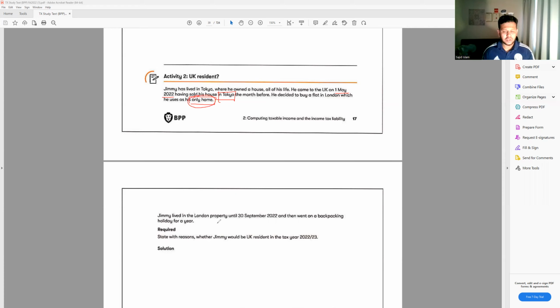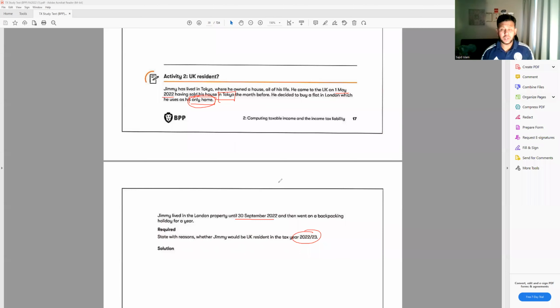Jimmy lived in the London property until 30 September and then went on a backpacking holiday for a year. So he is going for a holiday. Now, the requirement: state with reason whether Jimmy would be UK resident in the tax year 2022/23. So we have to know how many days he lived during the tax year and if there are any ties satisfied. So let's look at this information once again.